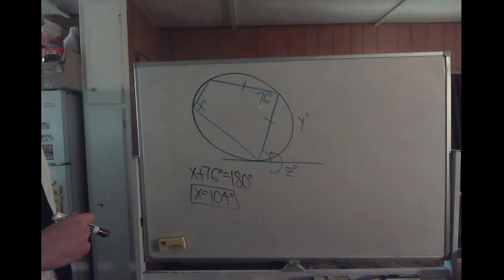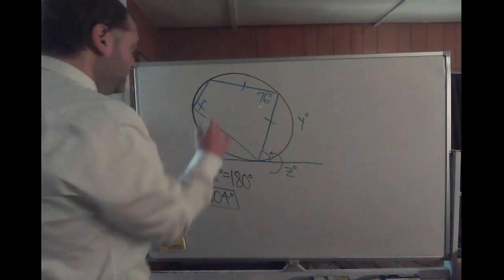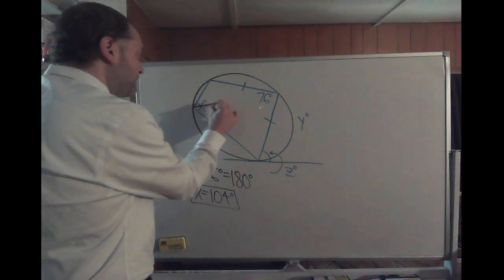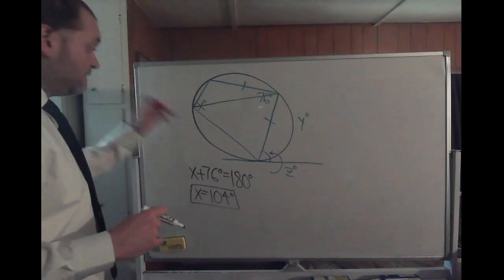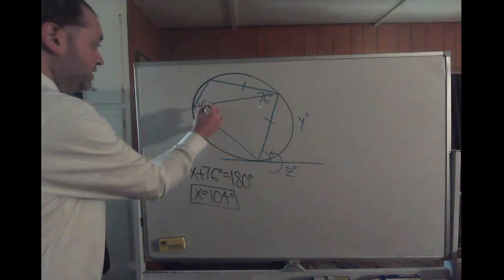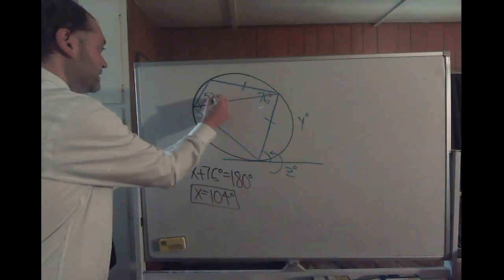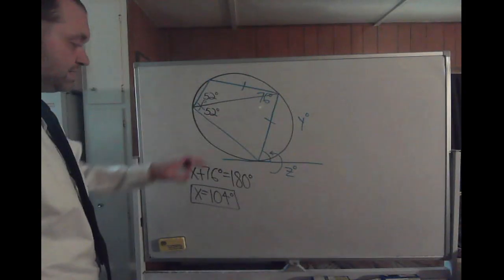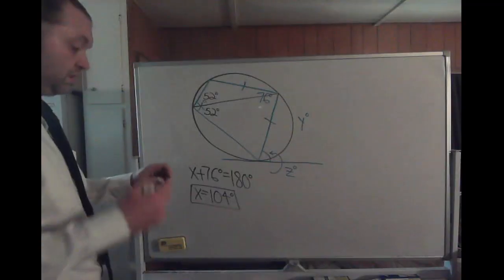Remember our best friend auxiliary lines. Yes, you want to draw an auxiliary line. Do it in such a way that it bisects angle x. Now, you have here two 52-degree angles. This would be 52 degrees. This would be 52 degrees. Because you have bisected angle x, half of 104, of course, is 52.